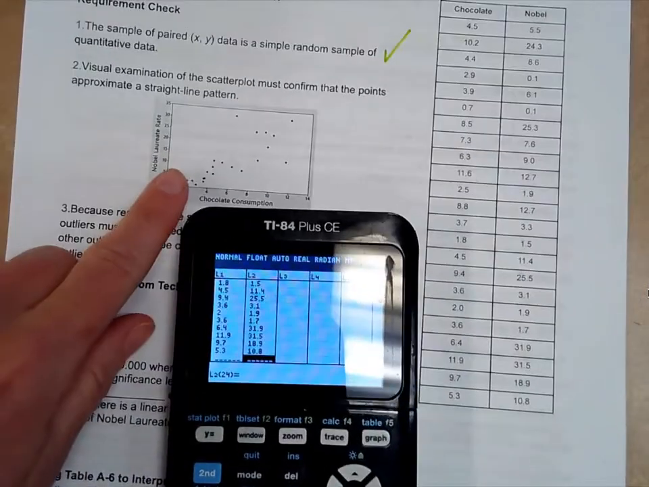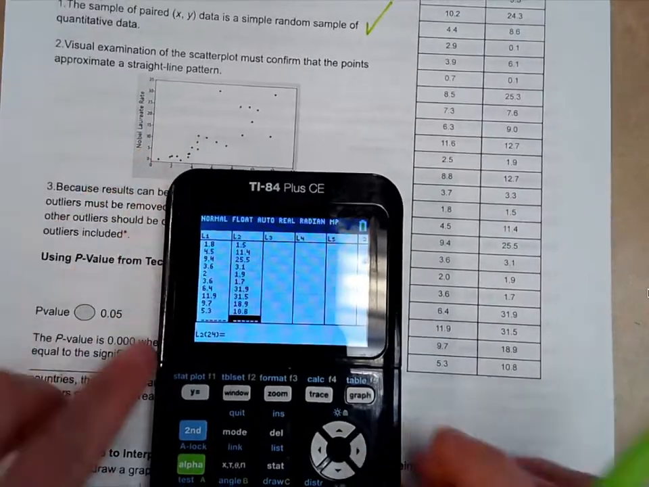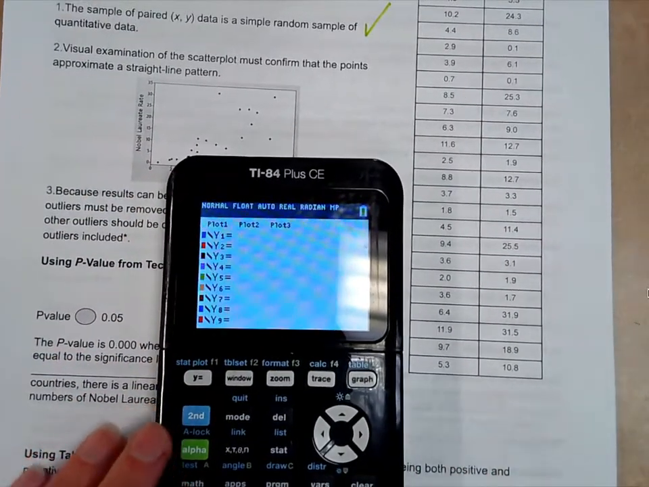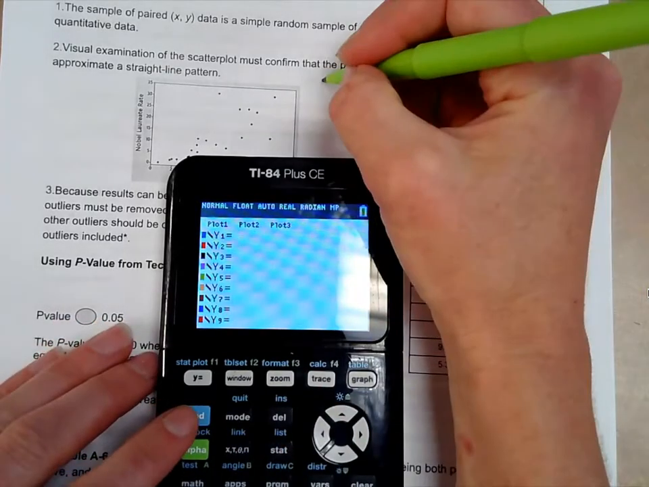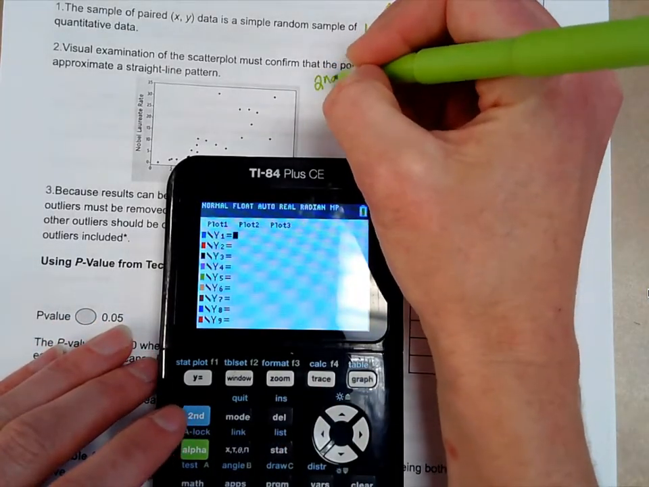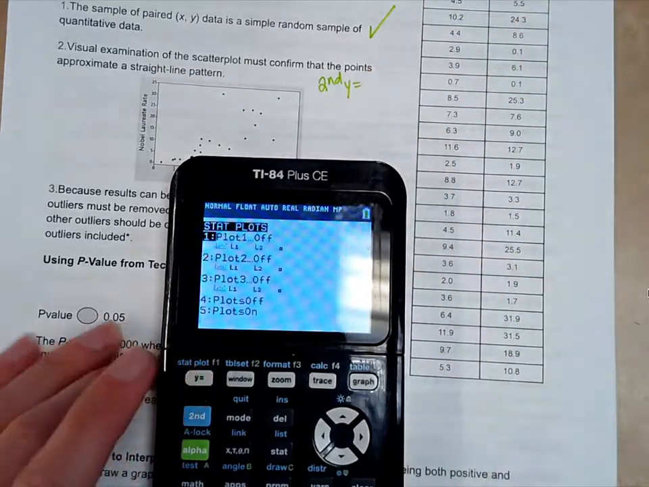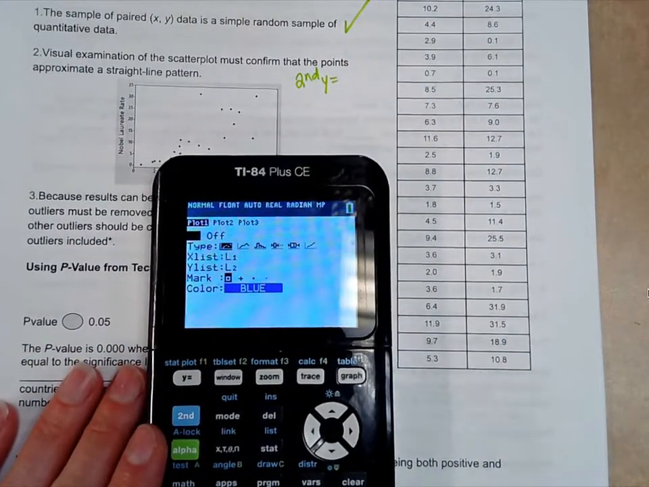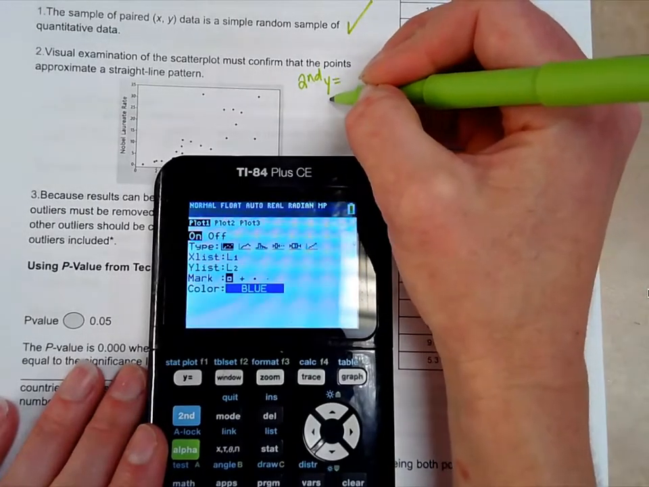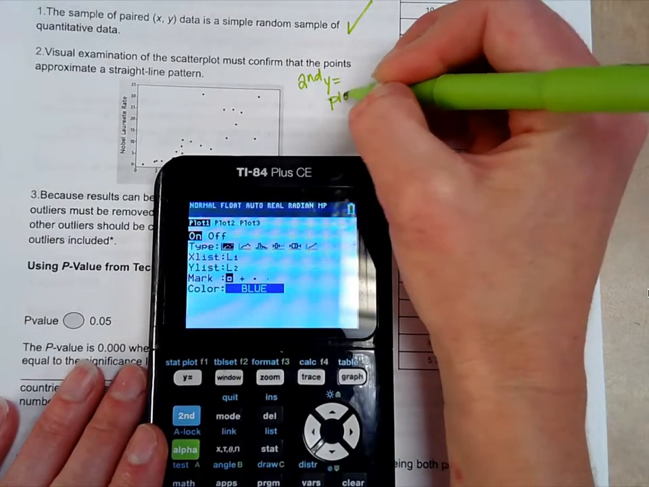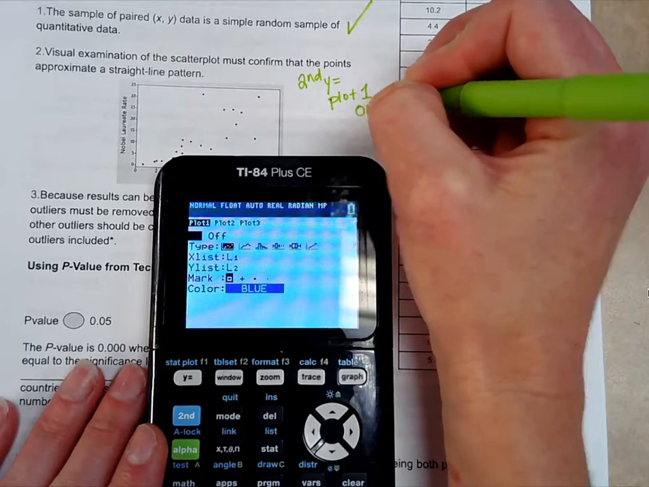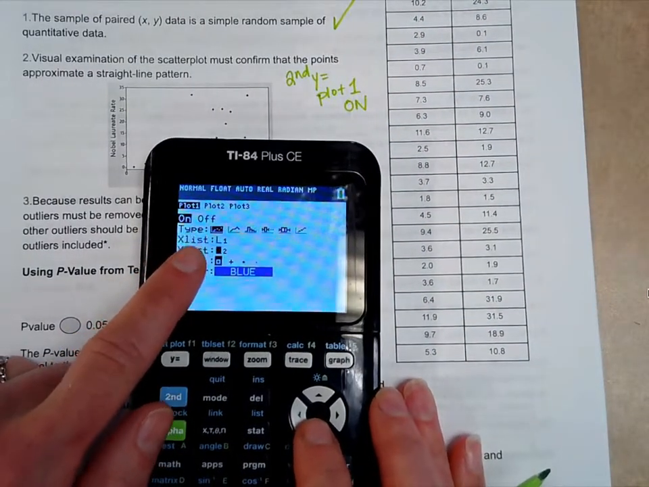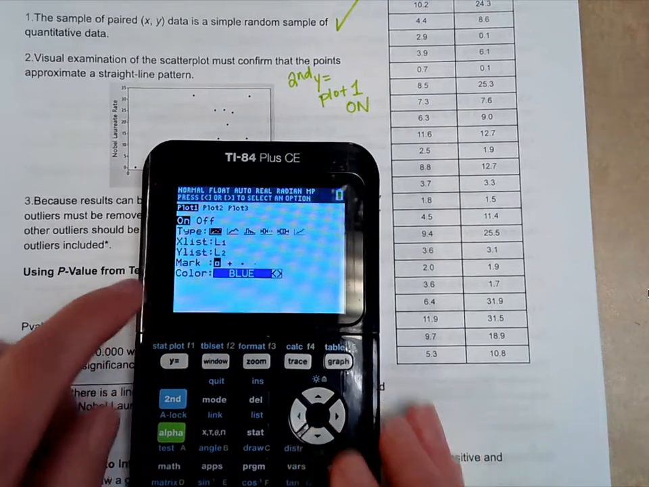So let's review how to put it on the graph. I want to make sure I have nothing in the y equals that'll interfere. You go to second, y equals, which is stat plot. We want to turn the plot on. And you can change these, but the first one's scatter plot, so that's what we want. You can change what color if you want.